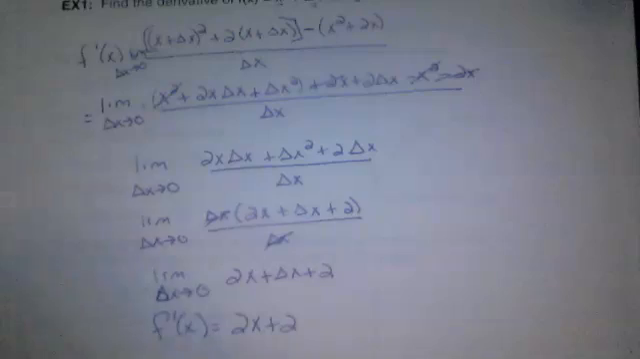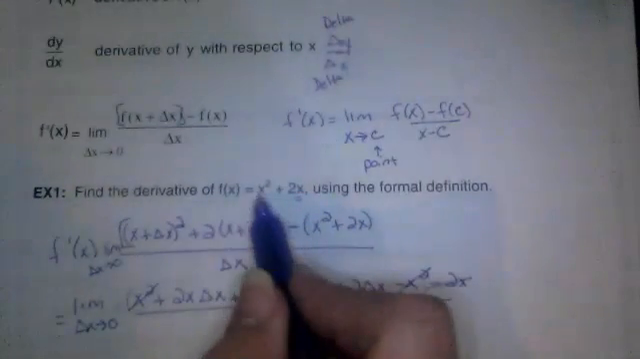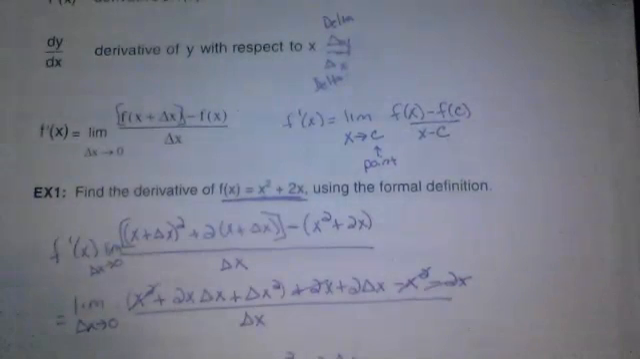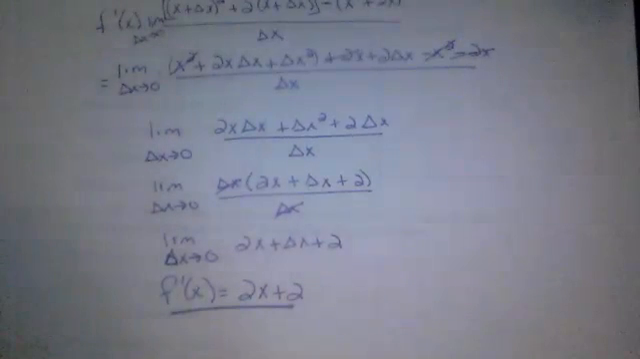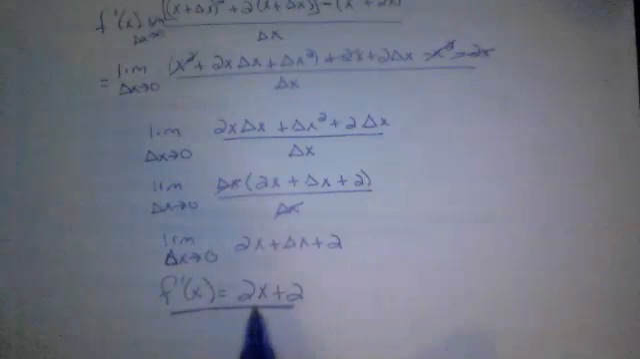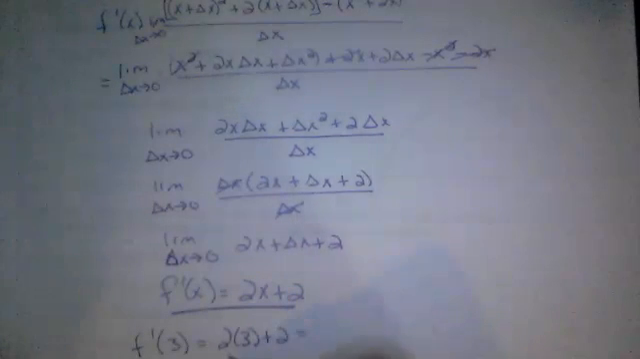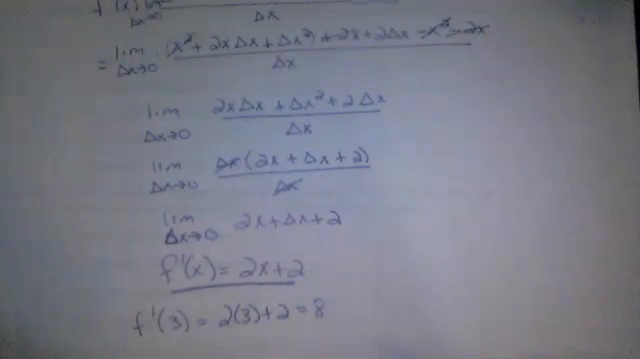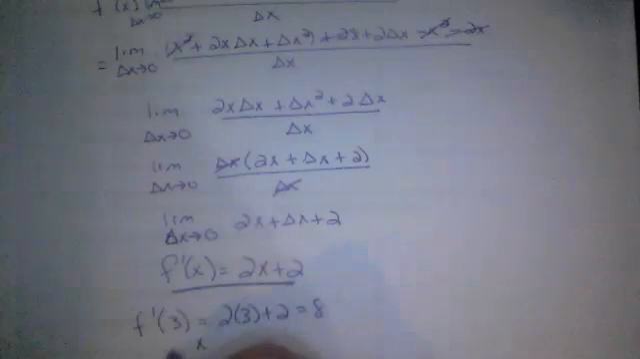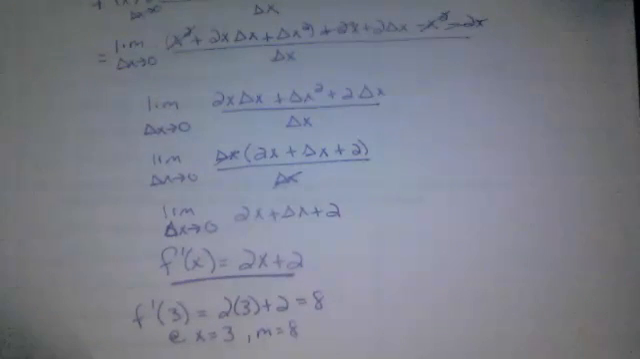Now let's think about that in terms of a graph. We know that originally this function was a parabola. Now I have a derivative equation that is a line, so it's 1 degree less. Also, this would give me the derivative at any point, or the slope of the tangent line at any point. So if they wanted me to find the slope at 3, then I just plug in 3. 2 times 3 plus 2, or 6 plus 2 would be 8. At x equals 3, my slope is 8. The slope of the tangent line is 8.